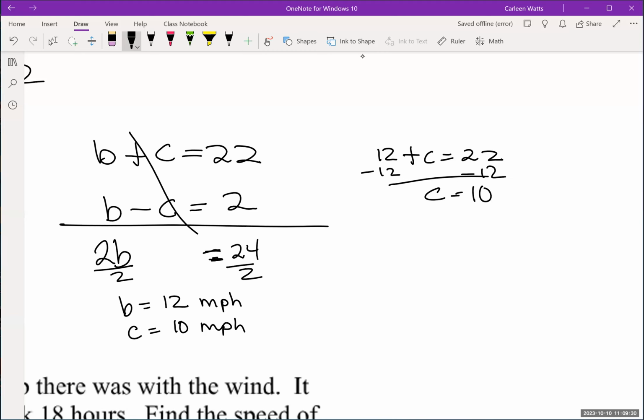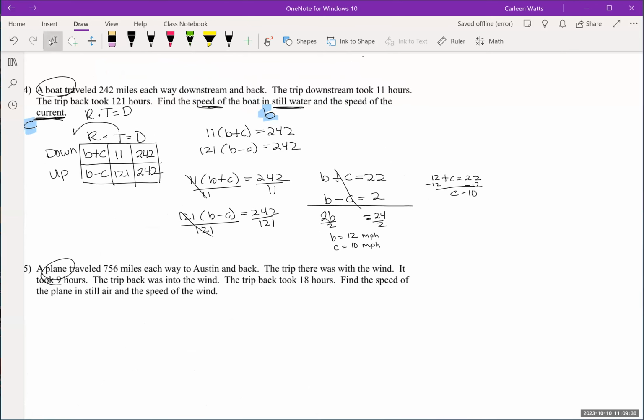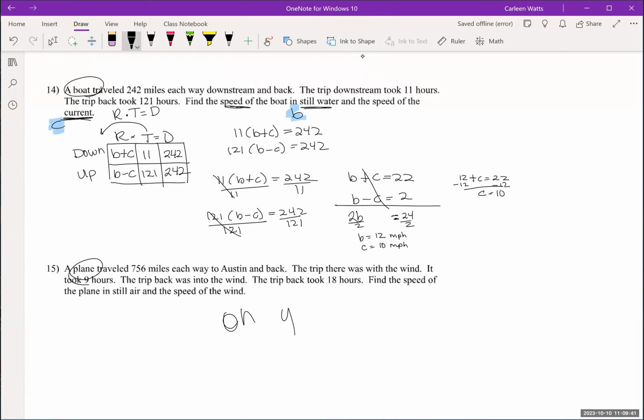Yay. You guys, it's not that bad. You could totally do this. Just remember how to fill in the box. And you got this. Okay, number 15 is on your own. Just like it, make a box. Okay, speed of plane and speed of wind. Same thing. You're going to do that one on your own.